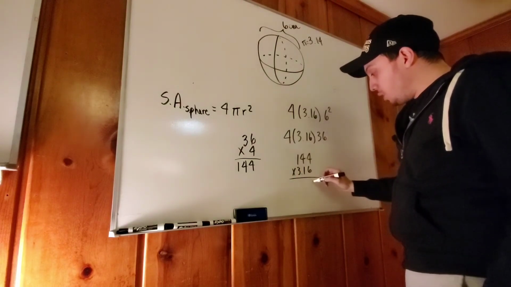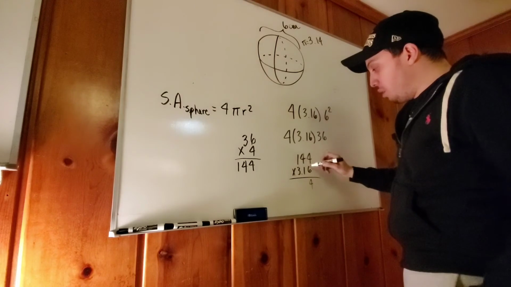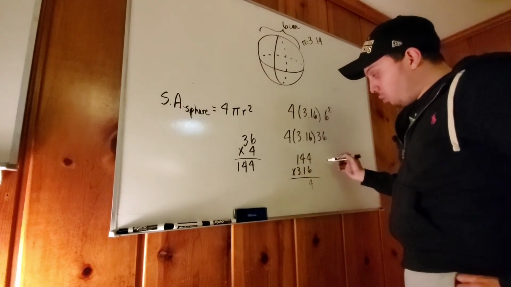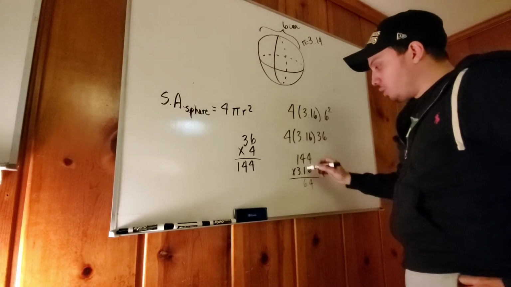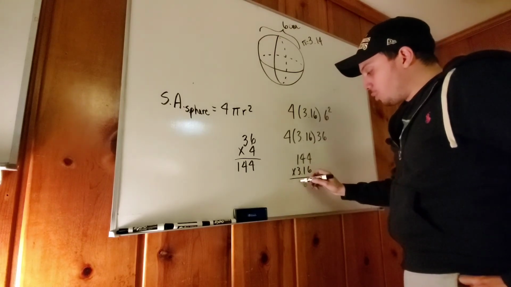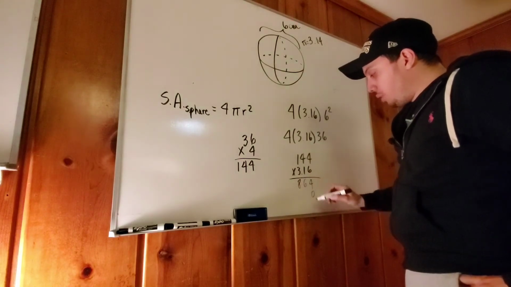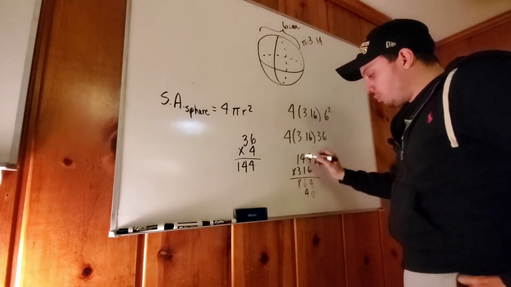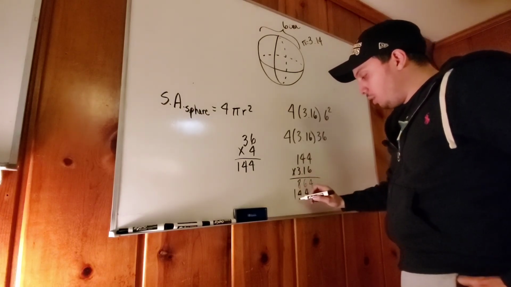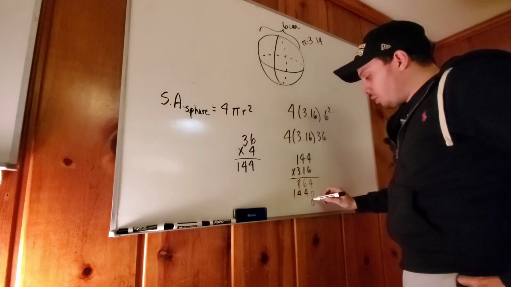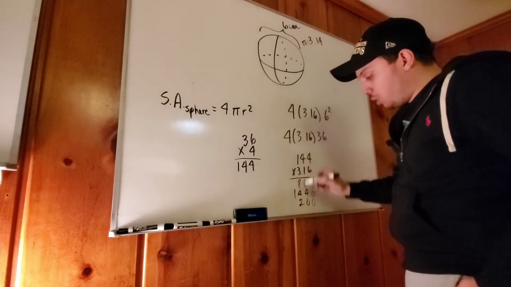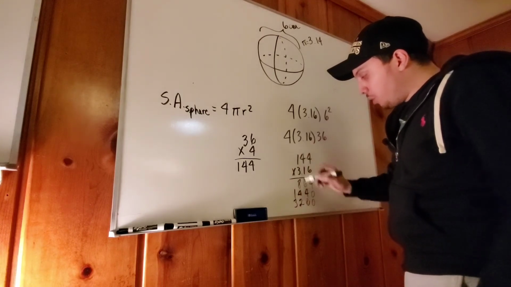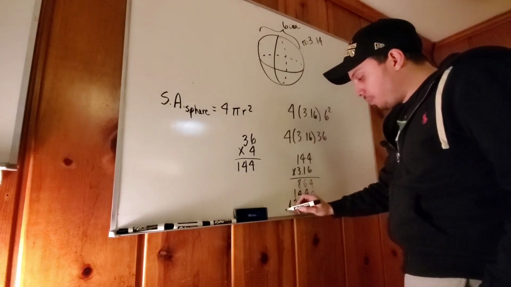4 times 6 is 24, and a 2 goes up. 4 times 6 is 24, plus 2 is 26. And the 2 is still up. 1 times 6 is 6, plus 2 is 8. 0, placeholder. 1 times 4 is 4. 1 times 4 is 4. 1 times 1 is 1. 3 times 4 is 12 with 2 placeholders, and a 1 goes up. 3 times 4 is 12 plus 1 is 13, and a 1 goes up. 3 times 1 is 4, and that's it.